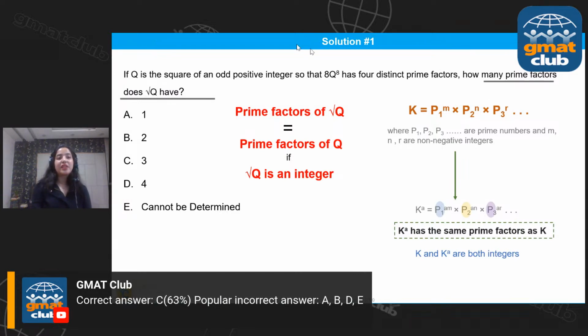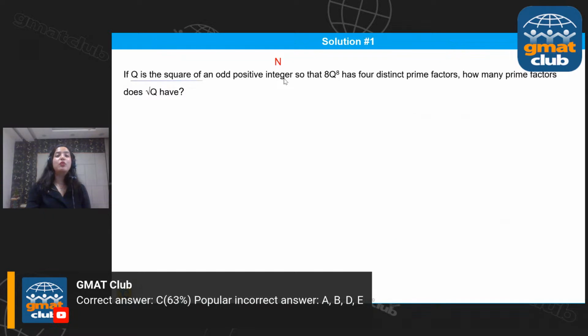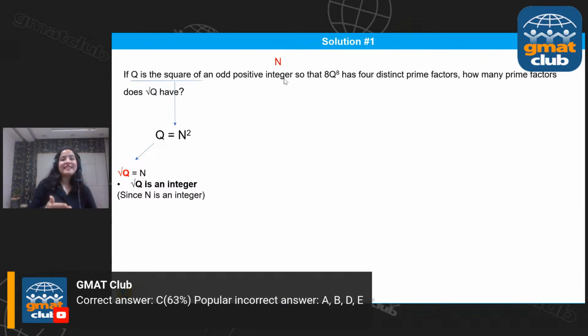What's given? That q is the square of an odd integer. So, if it's the square of an integer, it is an integer. Now, think about whether square root of q will be an integer. So say q is the square of n. It's the square of an odd integer, right? So q is n squared. What's square root of q then? Square root of q is n, and n is the integer you started with in the first place.